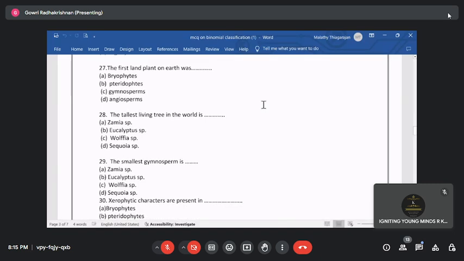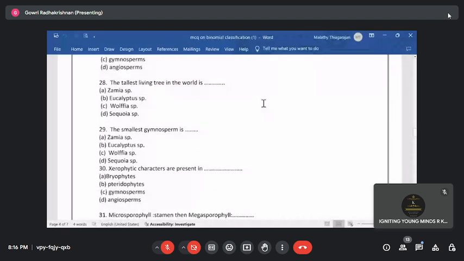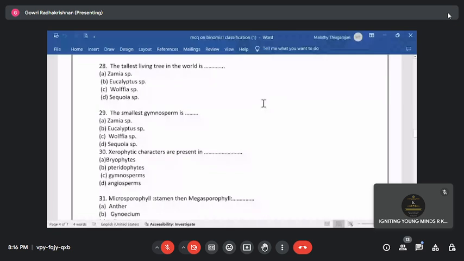Now, question number 27. The first land plant on earth was bryophytes, option A. Do you say that? First land plant on earth. Can you say bryophytes are land plants? I think pteridophytes, ma'am. Pteridophytes is the correct answer. Option B. Ferns. Small ferns and those kinds of plants.